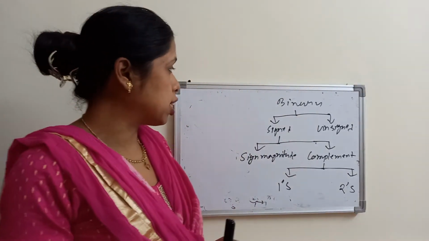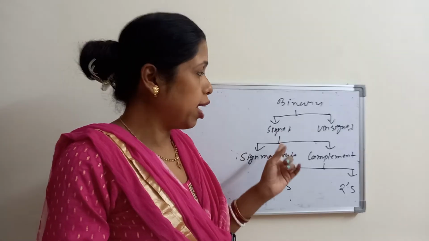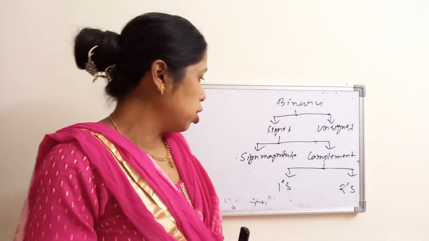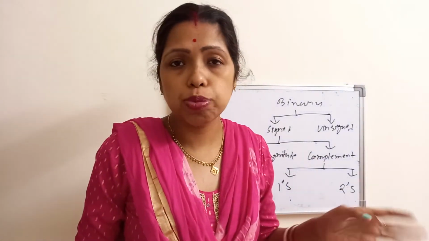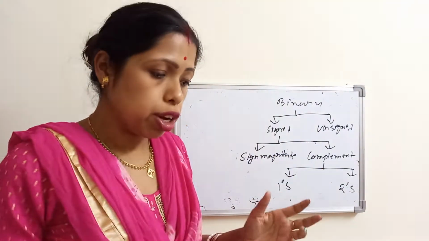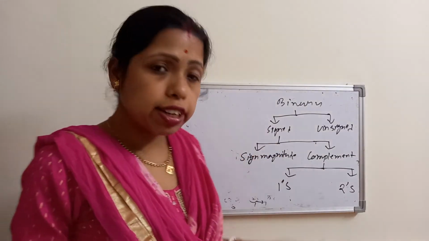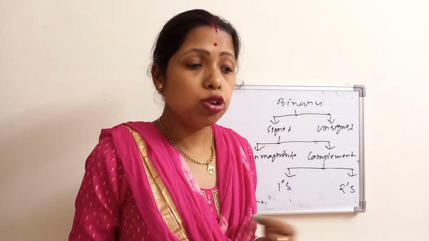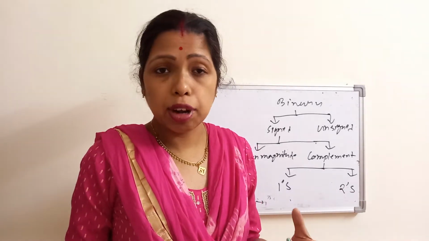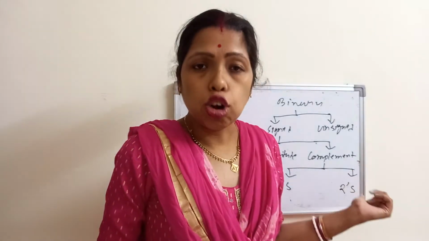If you remember, I told that binary numbers are divided into two parts: one is signed and another is unsigned, right? Unsigned means there is no concept of positive and negative numbers. Signed means if any positive and negative numbers are there, these are the signed numbers. Signed numbers can again be divided into two parts, sign magnitude and complement. That means if you want to represent a positive and negative number in binary form, you can represent it as sign magnitude or complement, right?